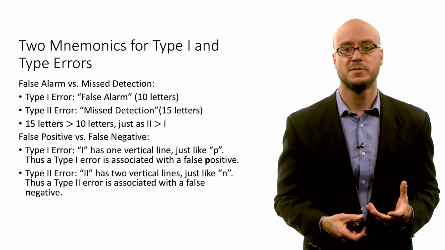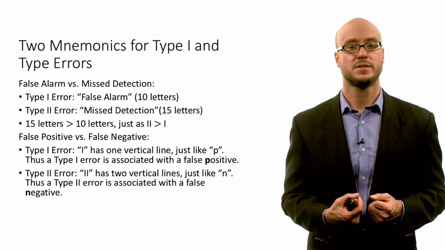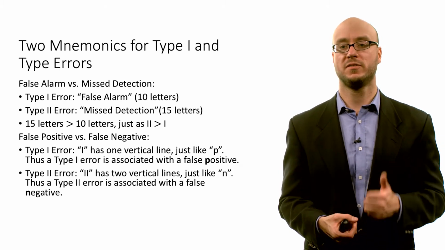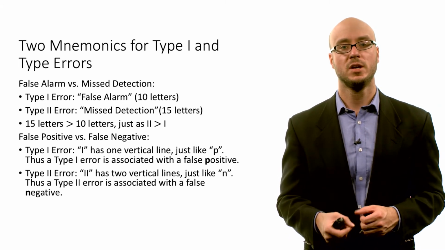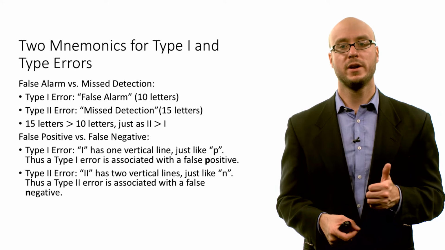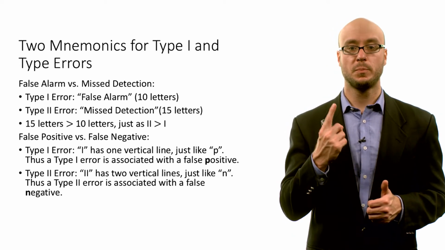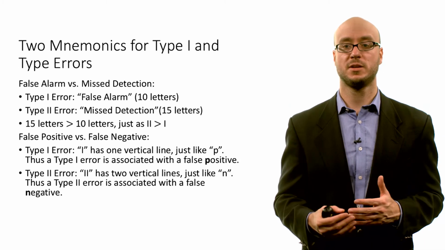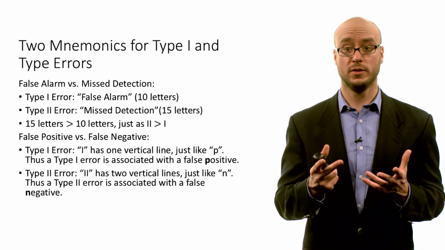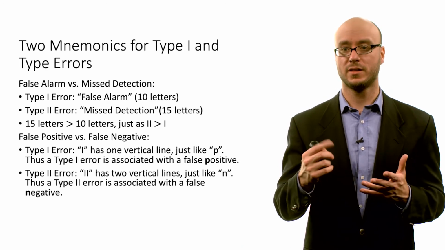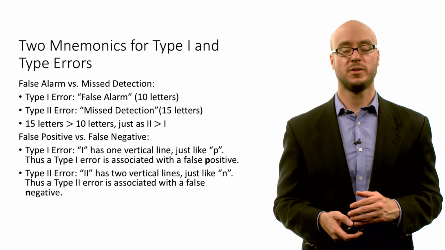Another mnemonic sometimes people like to think of is in terms of false positives or false negatives. A type 1 error is sometimes called a false positive, and a type 2 error is sometimes called a false negative. Well, a type 1 error has one vertical line for 1, just like the letter P. Thus, a type 1 error is associated with a false positive. A type 2 error has 2 vertical lines, just like the letter N. You can think of the letter N with 2 vertical lines. Thus, a type 2 error is associated with a false negative.